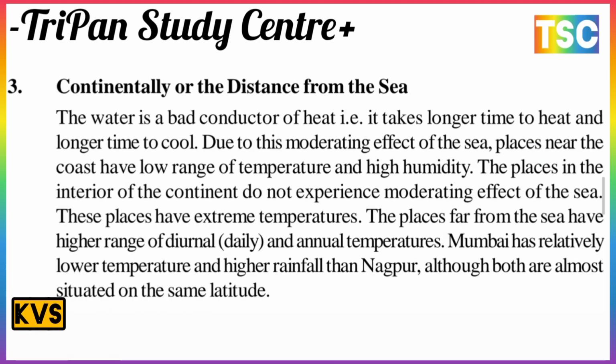The next point is the continentality, the distance from the sea. Water is a bad conductor of heat. It takes a longer time to heat and a longer time to cool. Due to this moderating effect of the sea, places near the coast have a low range of temperature and high humidity. Places in the interior of the continent do not experience the moderating effect of the sea, and have extreme temperatures. Places far from the sea have a high range of diurnal, daily and annual temperatures. Mumbai has a relatively lower temperature and higher rainfall than Nagpur, though both are almost at the same altitude.